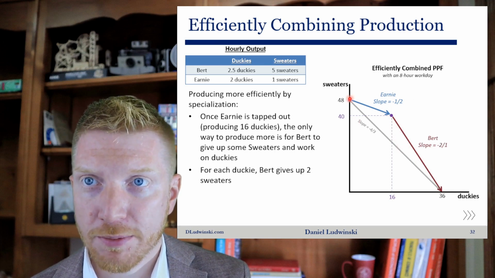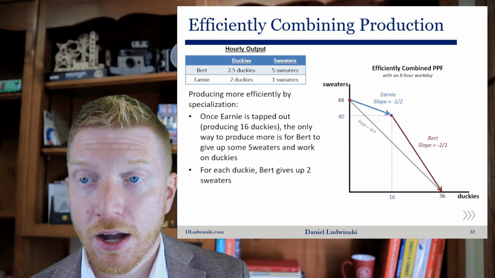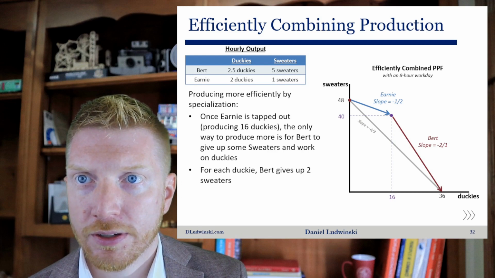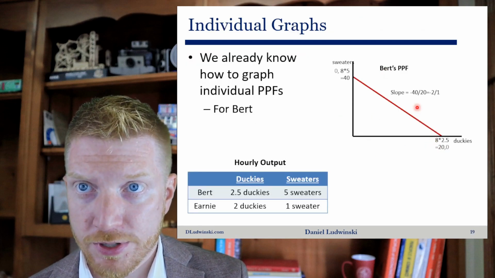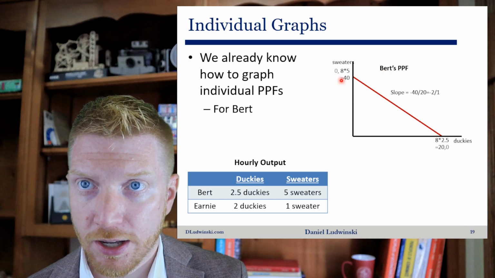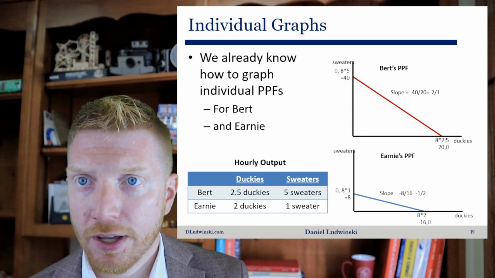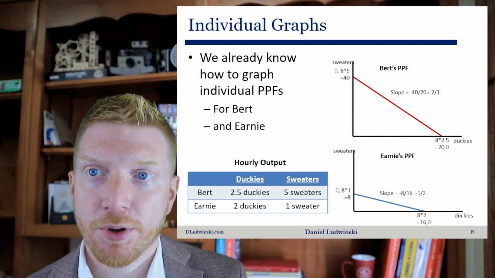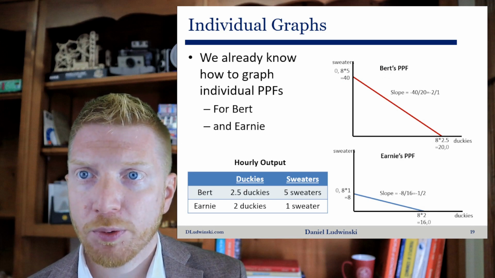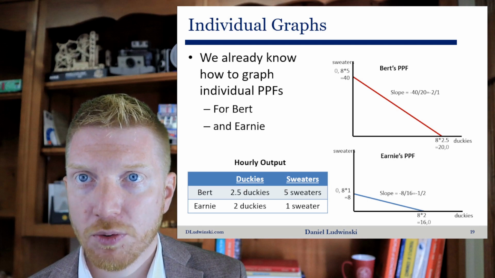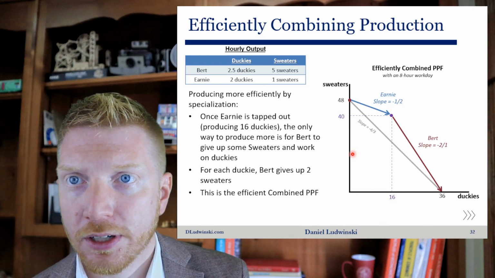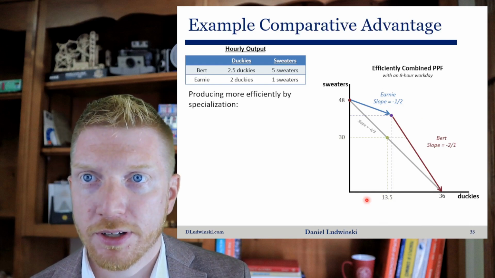Both of these line segments, Ernie's and Bert's, are their individual production possibilities frontiers. Bert's line segment here has this -2 slope, and Ernie's has that -1/2. And what we're doing with the efficient production possibilities frontier is we're putting those together in a strategic way to make production as efficient as possible. Right? This is our efficient production possibilities frontier.